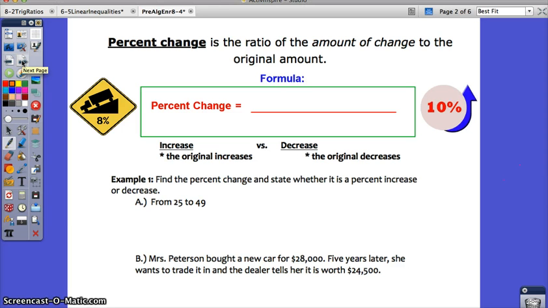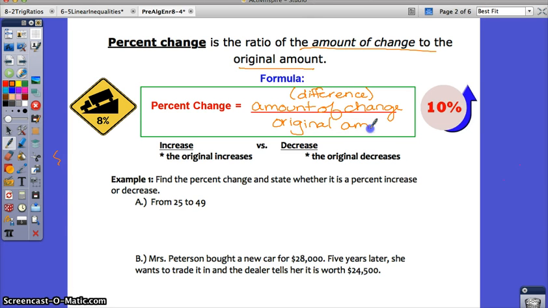Percent change is the ratio, you need to write this down, the ratio of the amount of change to the original amount. So make sure you fill that in on your notes. It's a fraction, guys. It's a ratio, which is a fraction of the amount of change. How do you find the amount of change? Well, it's the difference between what you started with and where you ended with. And that's always going to be divided by the original amount.